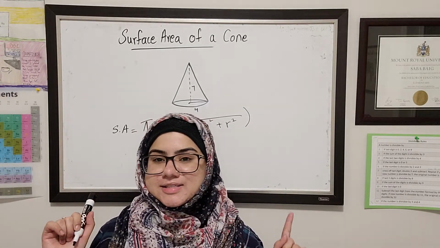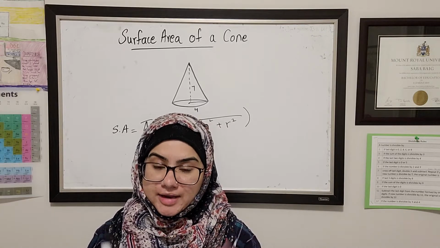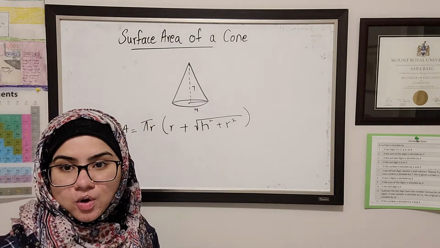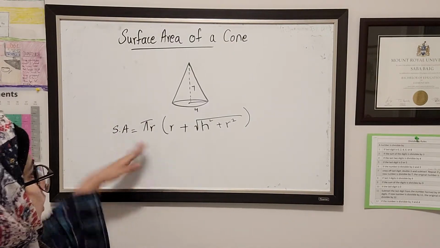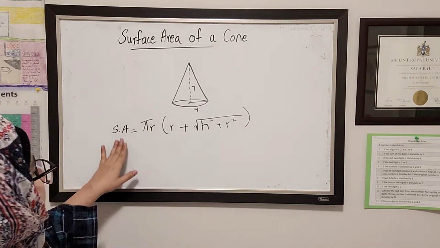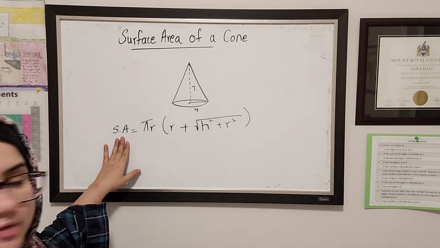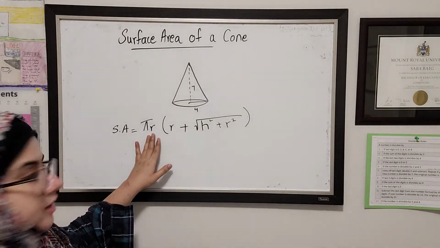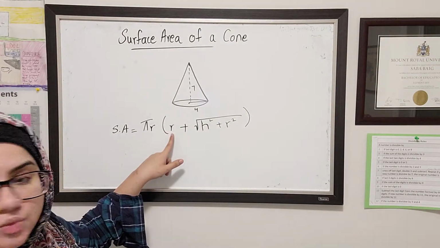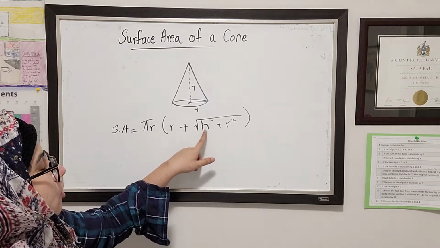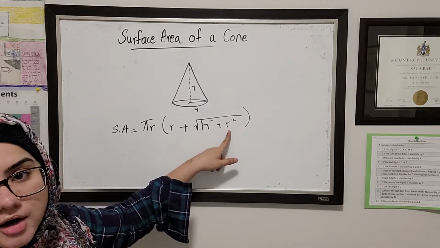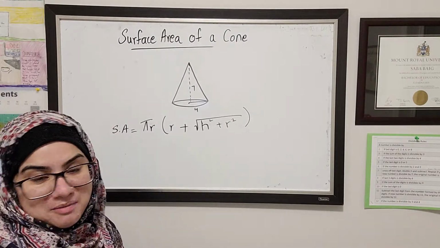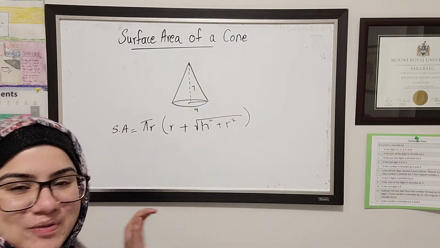So this lesson is again for my grade 9 and 10 students who are learning how to find the surface area of a cone. So I have written the formula for the surface area of a cone. That is pi r bracket r, that's radius, plus square root of height squared plus r squared. I know it's a difficult formula and it's going to be difficult to memorize, so just keep it in front of you when you're solving these questions.